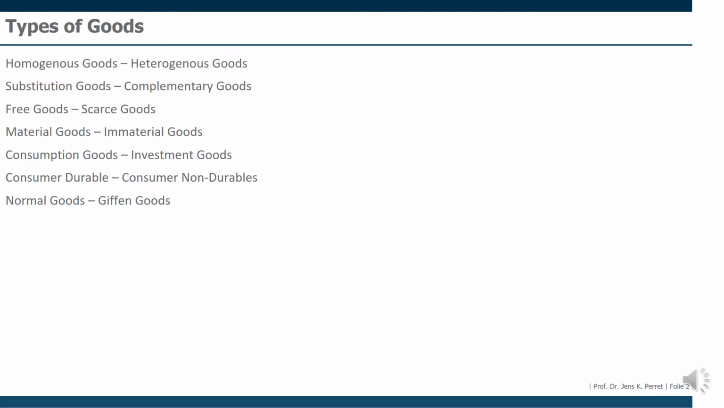Then we have normal goods as compared to Giffen goods. Here, the idea is on how demand actually reacts to price changes. With normal goods, we assume if the price increases, demand will decrease. With Giffen goods, we assume that the exact opposite effect holds, that if the price increases, demand will also increase. So Giffen goods are more or less the extremes.